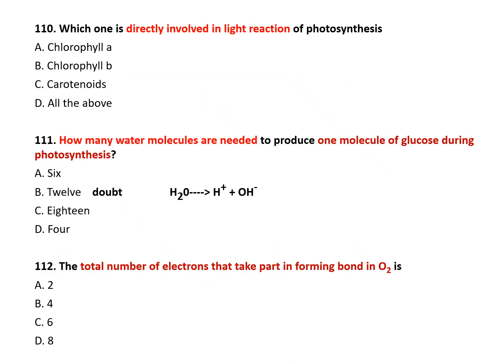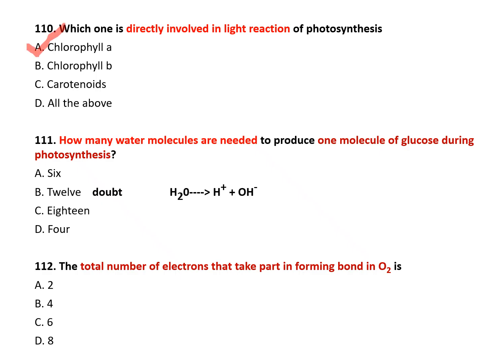The next question, number 110. Which one is directly involved in light reaction of photosynthesis? Option A, chlorophyll A; option B, chlorophyll B; option C, carotenoid; option D, all of the above. The correct answer is option A, chlorophyll A.